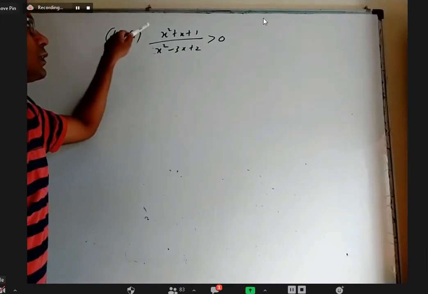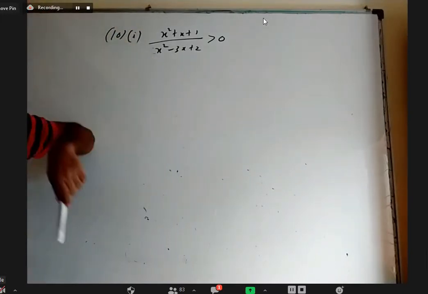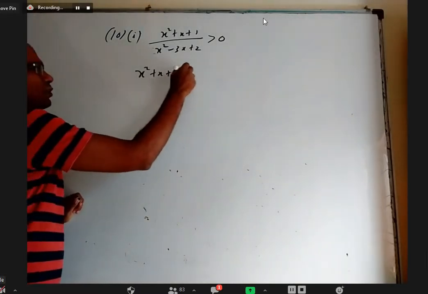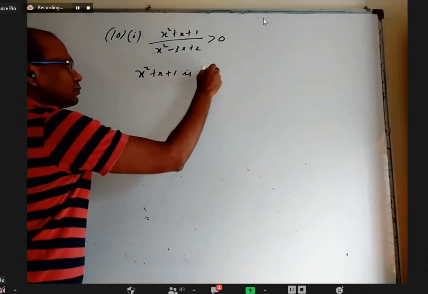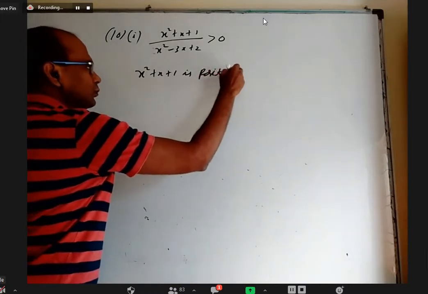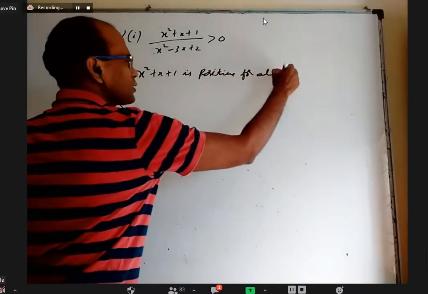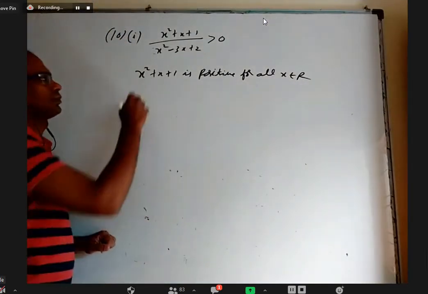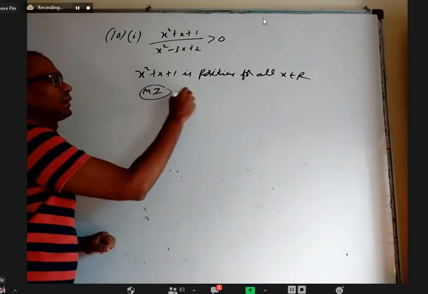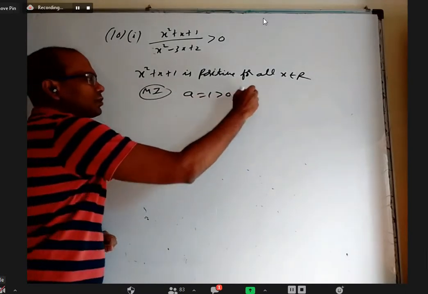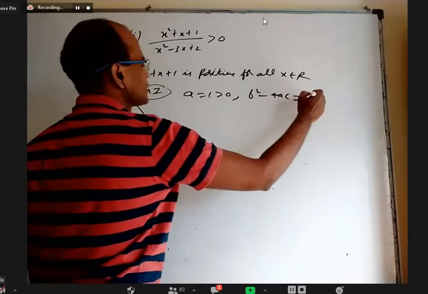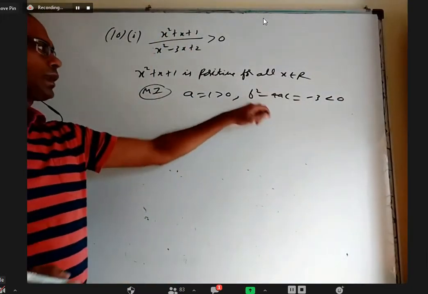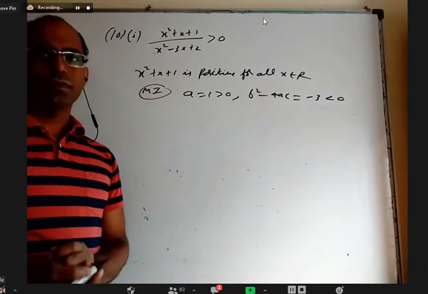But here, one of them is always positive, that is the numerator. X square plus x plus 1 is positive for all x belongs to R. How to prove that? Method 1. A equal to 1, which is greater than 0. B square minus 4ac is equal to minus 3, which is less than 0. Whenever roots are complex and a is positive, the quadratic expression is always positive.